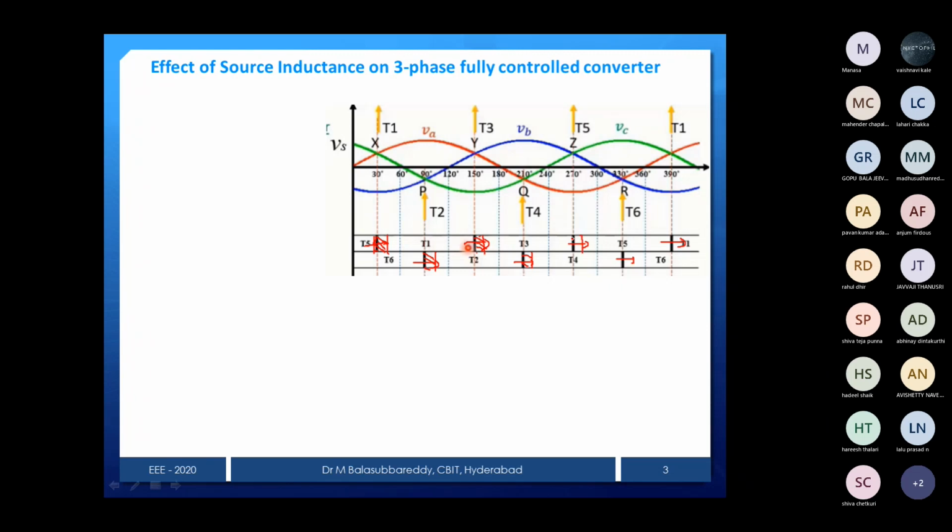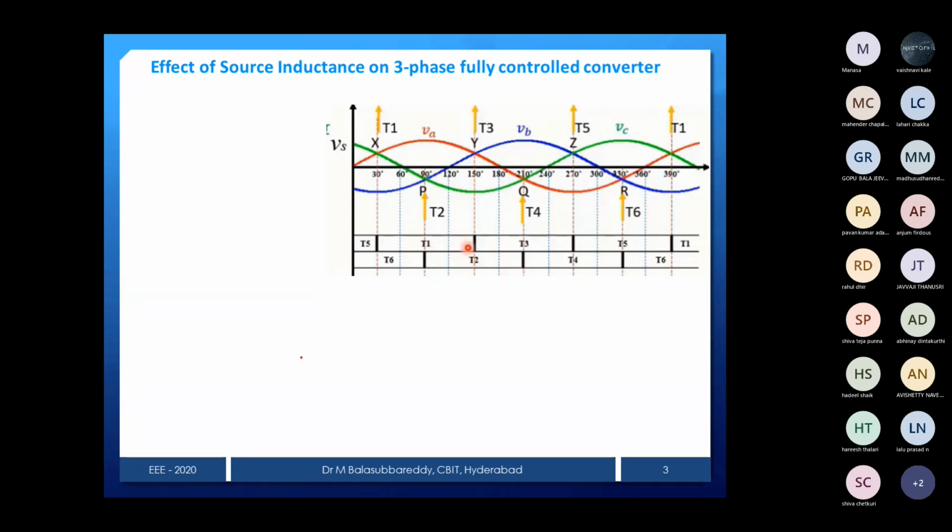If I consider the shaded portion as the overlap, what will happen? On the other side, this device and this device, both devices are going to be fired in that shaded portion. And here also you can see both devices are going to fire. So this is the instant where we can notice that a thyristor, the outgoing device and the incoming device, together will fire for some duration, that we call the overlap. That takes place because of the source inductance.